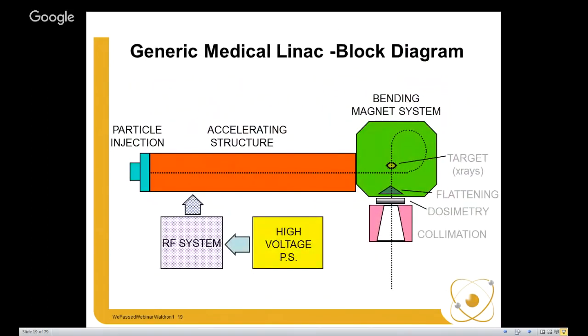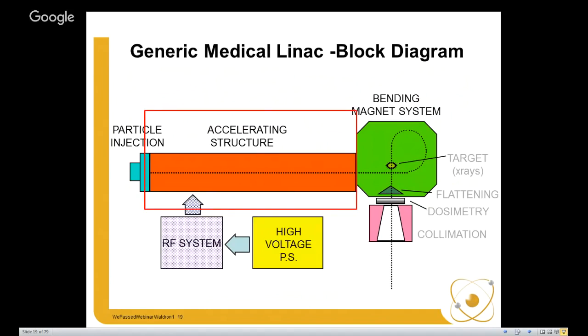So now I'd like to talk a little more about the structure of the rest of this lecture. We've introduced the concept of an accelerating structure. We're going to be talking about sources of particles for injection, sources of RF, or our accelerating potential, the high voltage needed to operate that RF, and the bending magnet system, which ultimately will select energy for us. The target, flattening, dosimetry, collimation, etc., and details of everything after the bending magnet will be covered in the next lecture.